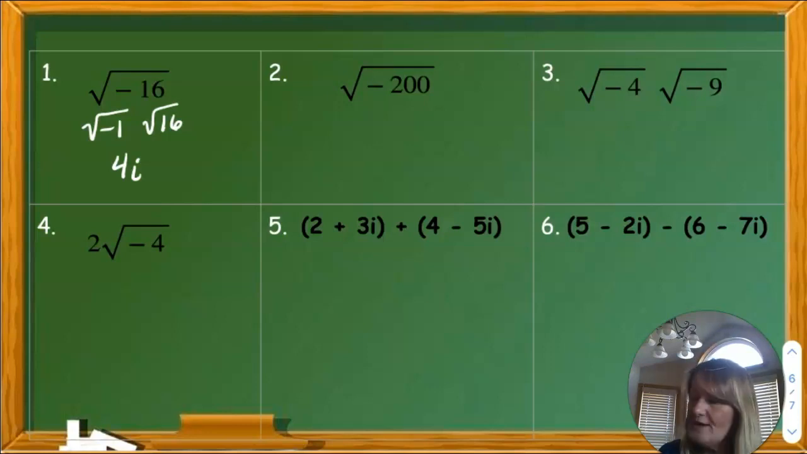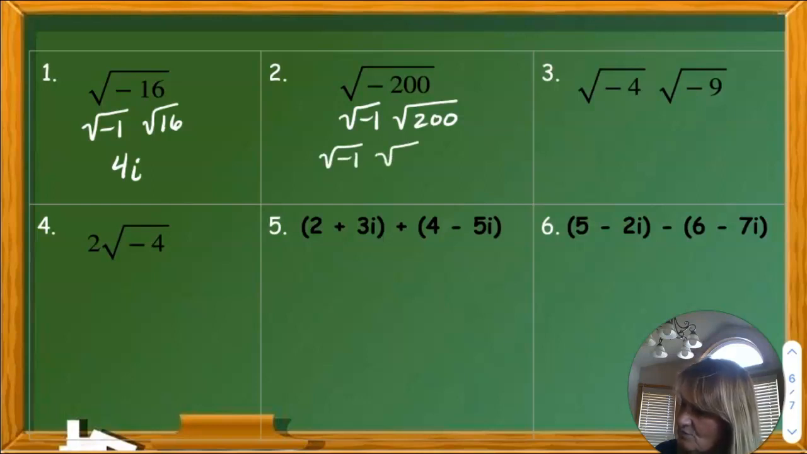Okay, so the square root of -200, we've done that one before. So it'll be, again, the square root of a -1 times the square root of 200. We know that the square root of 200 is the square root of 2 times the square root of 100.